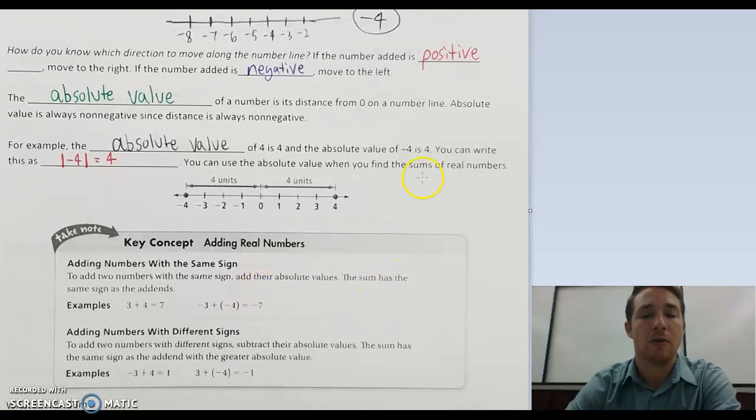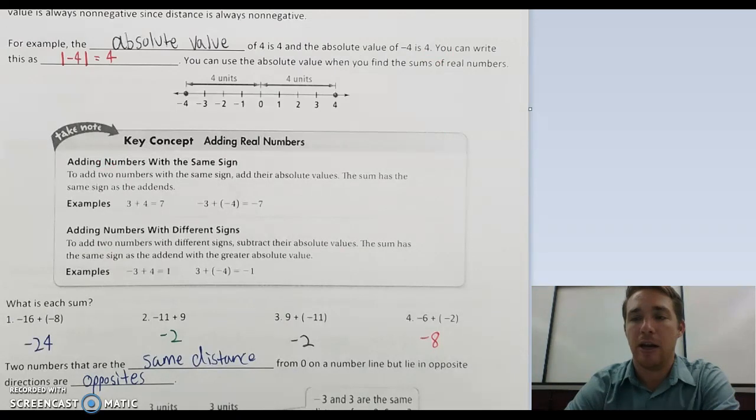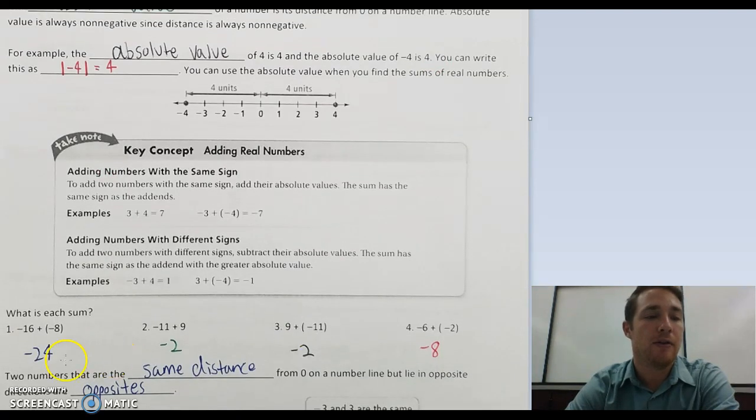Let's go ahead and practice those sums. Let's look at some of those answers now. If I take -16 plus -8, again, same sign, so that becomes -24.